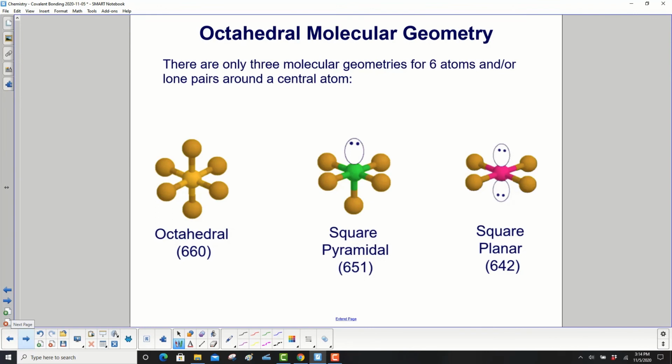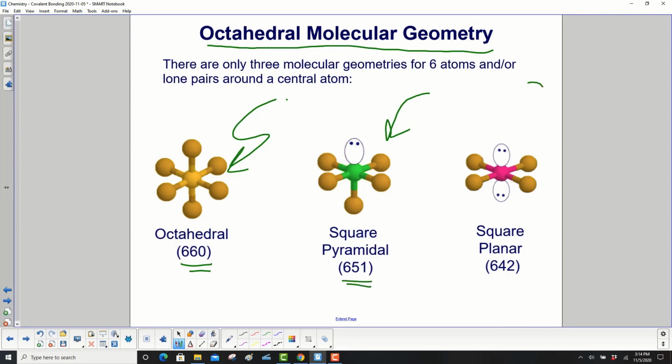There are only 3 molecular geometries for 6 atoms and or lone pairs around a central atom, and that's called octahedral molecular geometry. We have the octahedral right here, which is a 660, square pyramidal, which is a 651, and finally square planar, which is a 642.